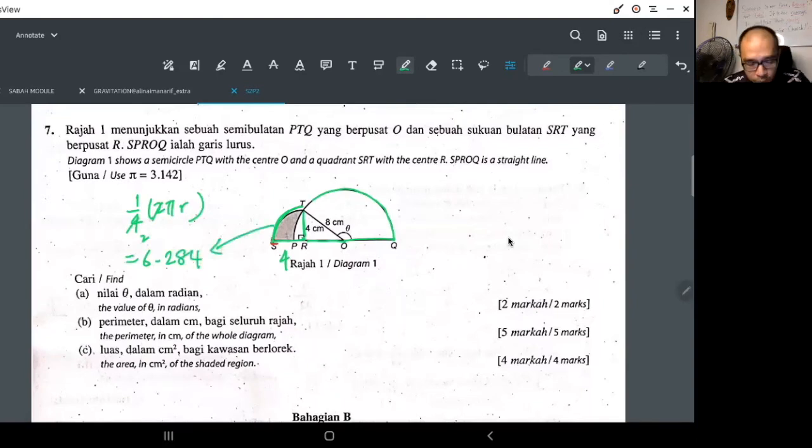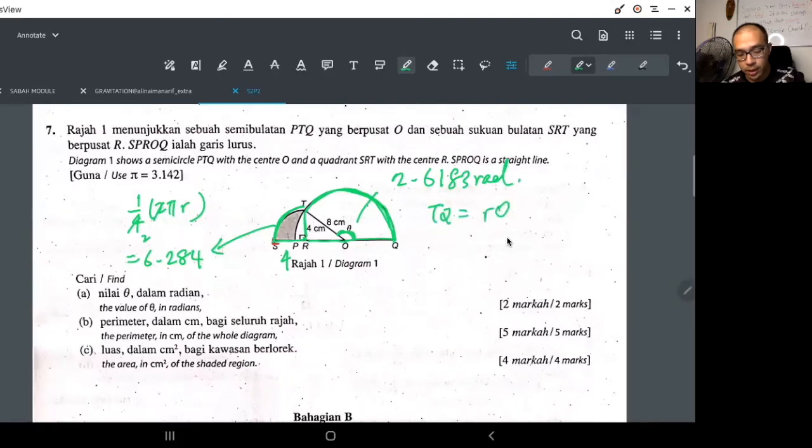Now the problem is this TQ. Actually, not really a problem. You have already found this. This is 2.6183 radians. So you can actually find TQ. TQ is r theta, 8 times 2.6183, and you will get 20.9464. And then you have OQ.